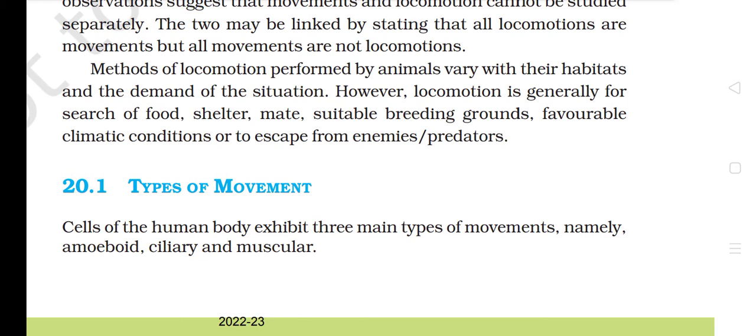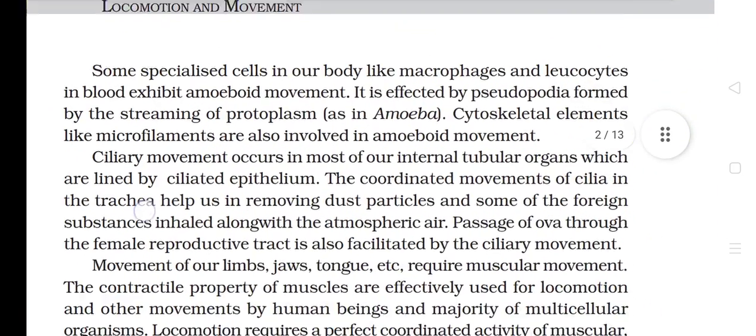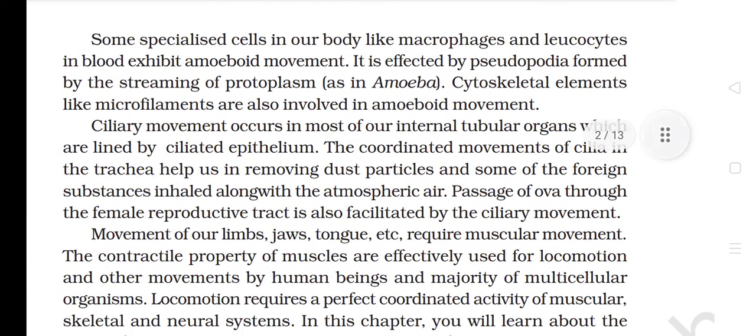Cells of the human body exhibit three main types of movements, namely amoeboid, ciliary, and muscular. Some specialized cells in our body, like macrophages and leukocytes in blood, exhibit amoeboid movement. It is effected by pseudopodia formed by the streaming of protoplasm, as in amoeba. Cytoskeletal elements like microfilaments are also involved in amoeboid movement.